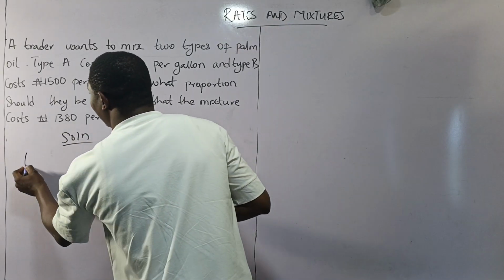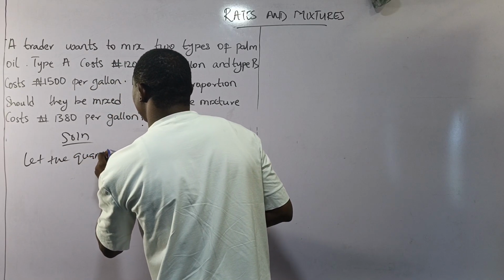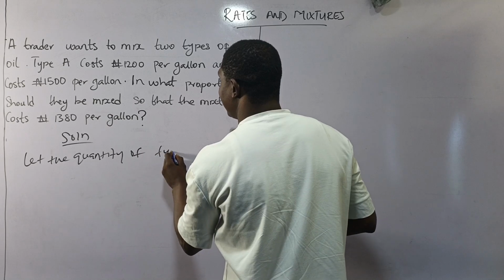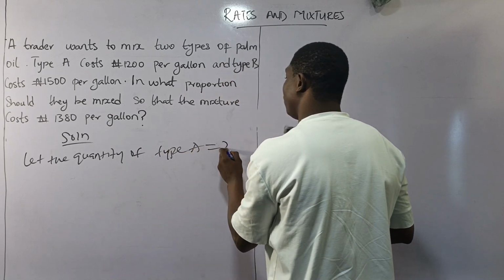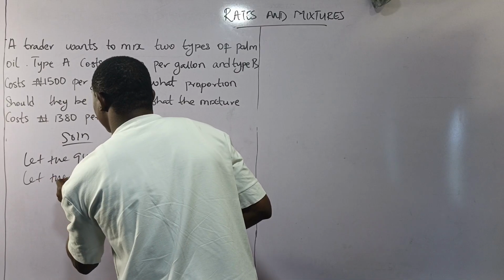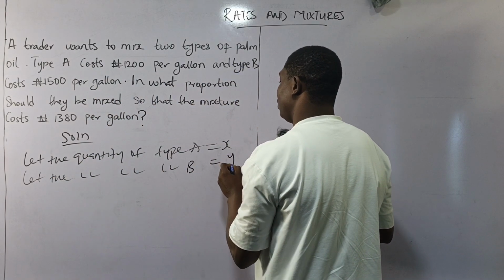Now, let the quantity of type A equal x, and let the quantity of type B equal y.